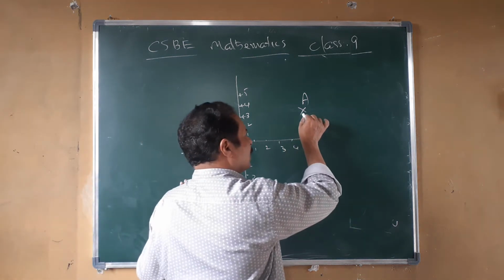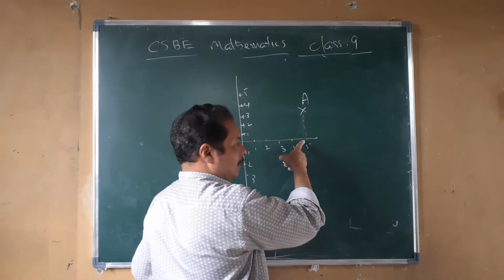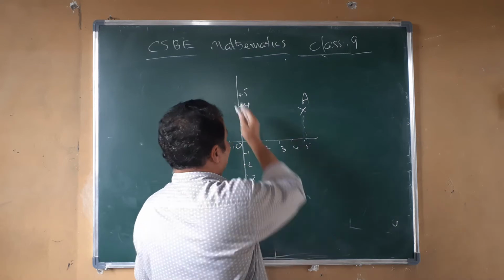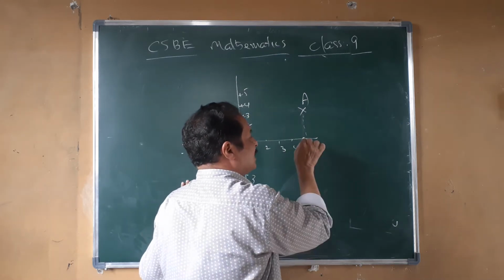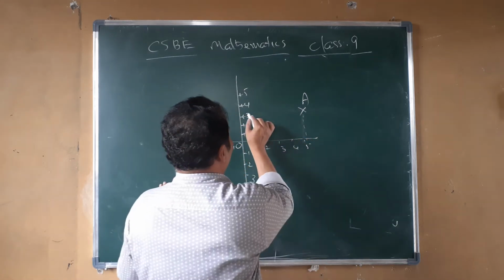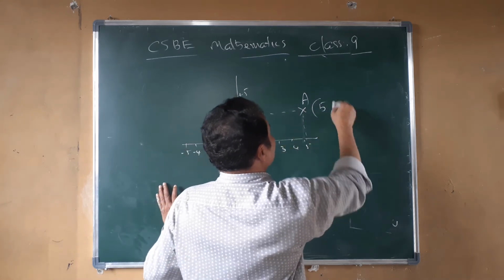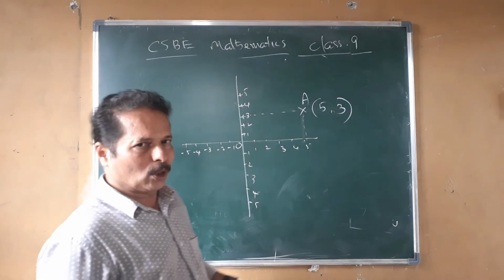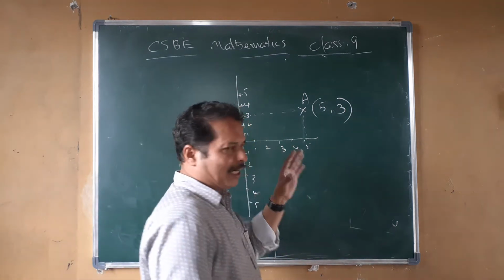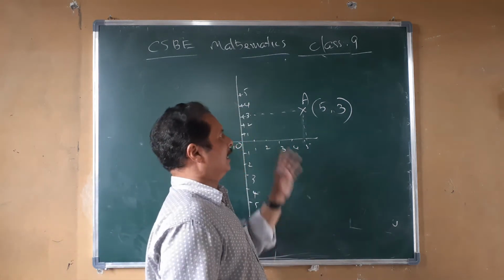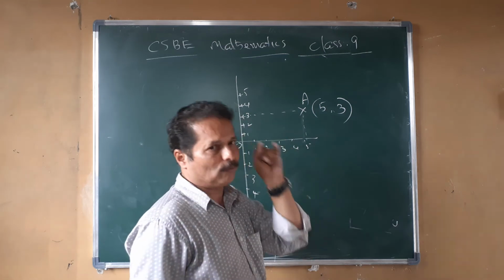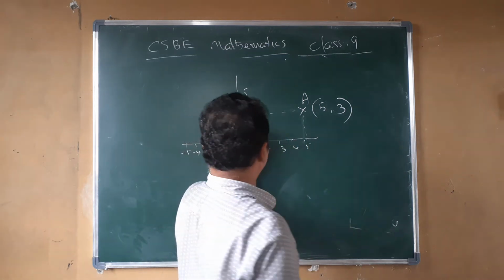So, look at here. Now, if you draw a line parallel to the y-axis, it meets at 5, and perpendicular to the y-axis, it meets at 3. So the point is 5, 3. Okay. So we want to find the position of the points, that is, we want to find the coordinates of the point. Here it is 5, 3.